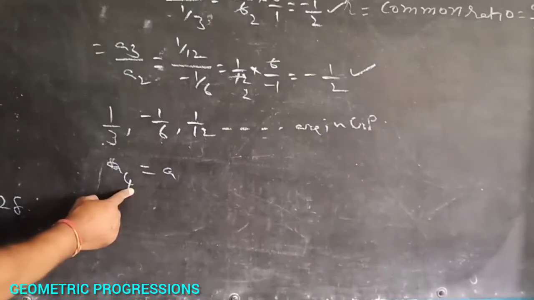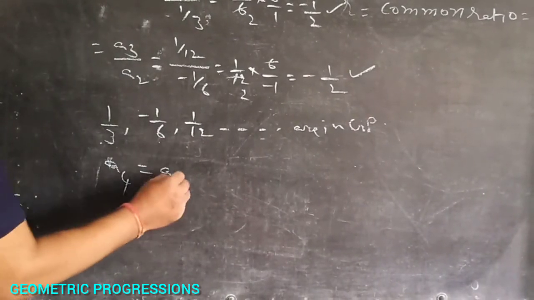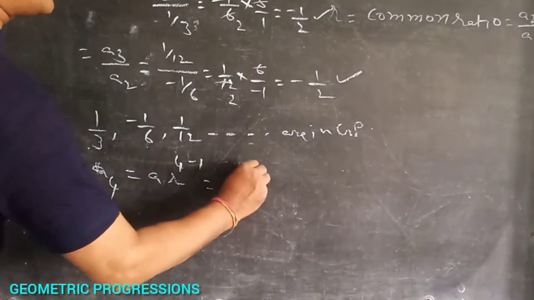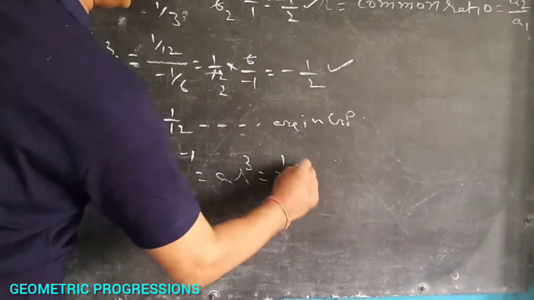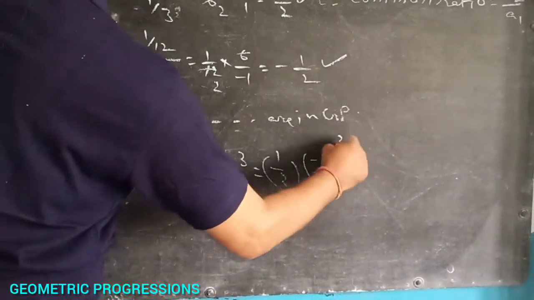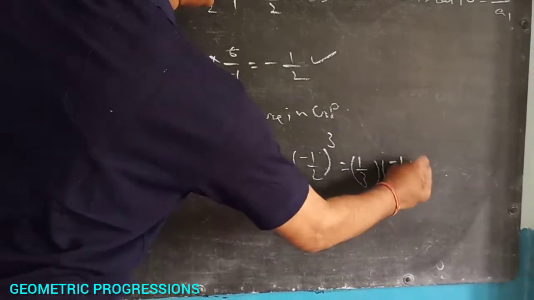Nth term, An equals A into R to the power of n minus 1. A4 equals A into R to the power of 4 minus 1, that is AR cube. What is A? The first term, A equals 1 by 3. What is the R value? Minus 1 by 2 to the power of 3, that is equal to 1 by 3 into minus 1 by 8.